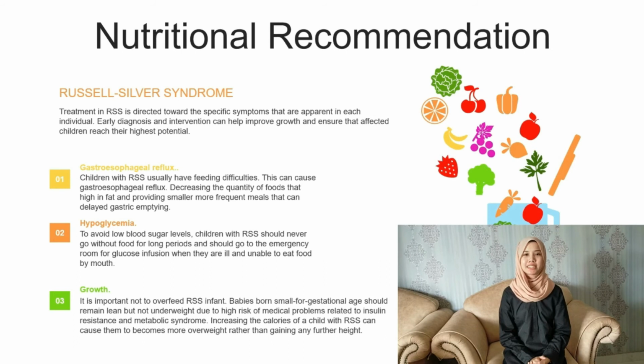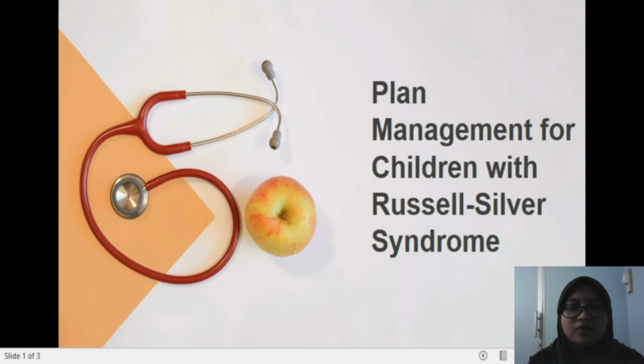Lastly, for growth, it is important not to overfeed an RSS infant. Babies born small for gestational age should remain lean but not underweight due to the high risk of medical problems related to insulin resistance and metabolic syndrome. Increasing the calories of a child with Russell-Silver syndrome can result in a brief spurt of growth, which often then levels off. The child simply becomes more overweight rather than gaining any further height. So that's all from me. Thank you, Hana, for your explanation.